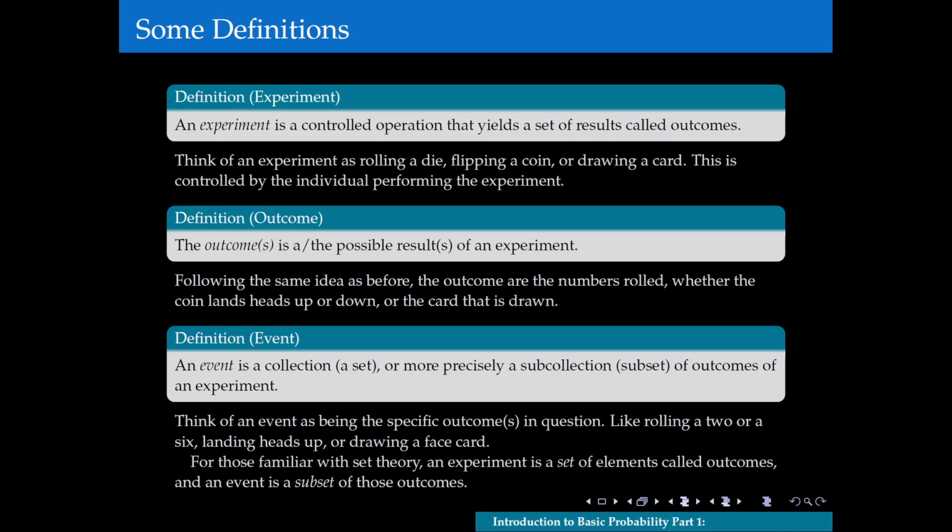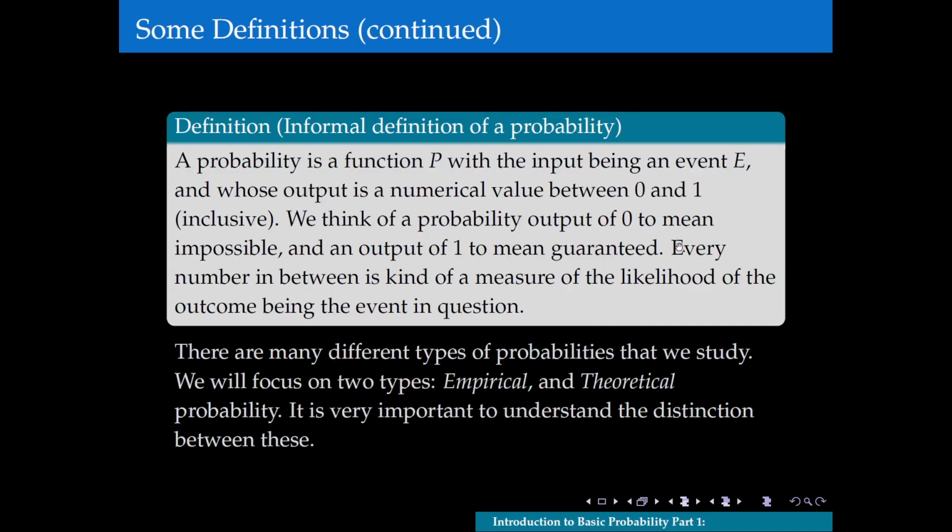So again, for those of you familiar with set theory, an experiment we can think of as a set of elements called outcomes, and the event is a subset of those outcomes. Again, that's for those who are familiar with set theory. Don't worry if you're not. However, if you would like to know more on set theory, I do have another set of videos on introduction to sets, and that will give you the groundwork or the framework to understand the concepts related to sets in this series.